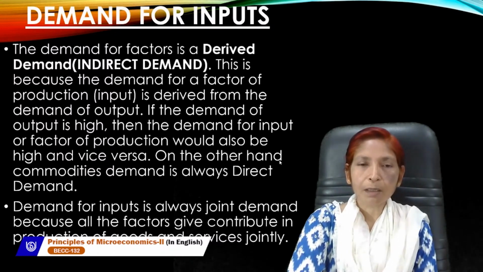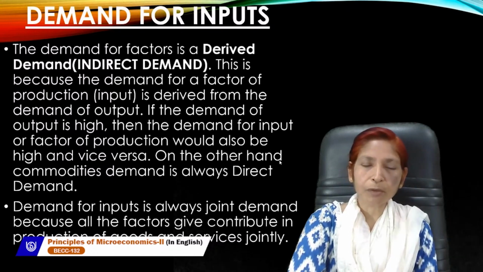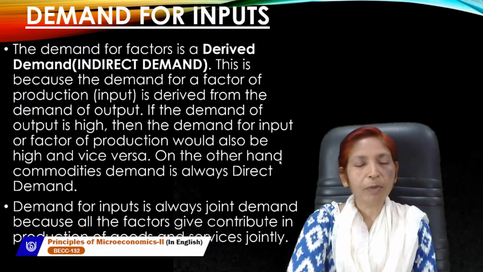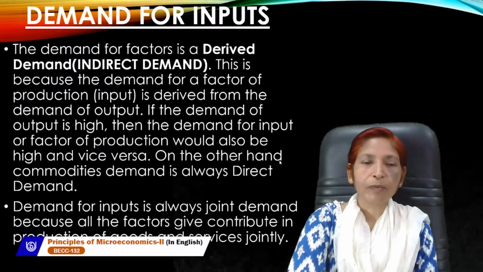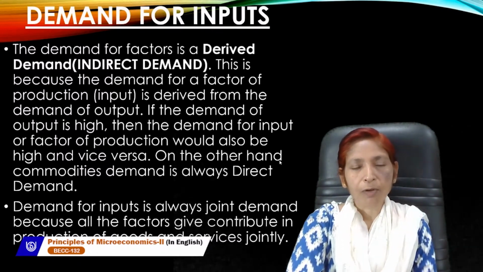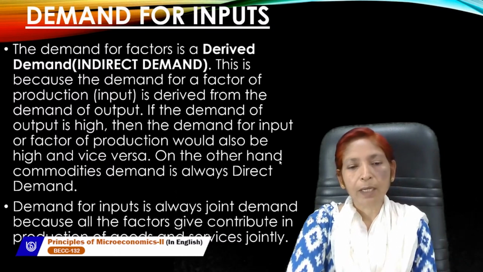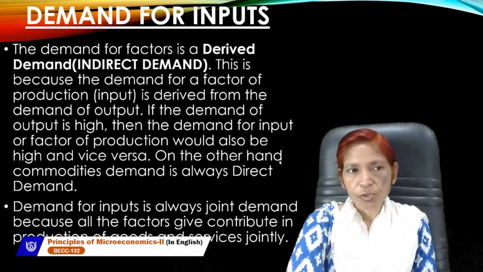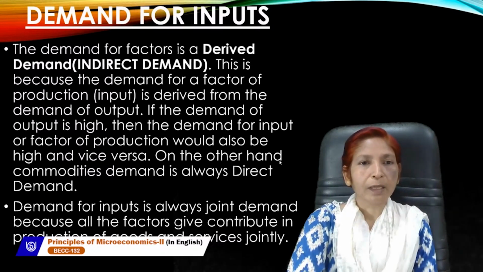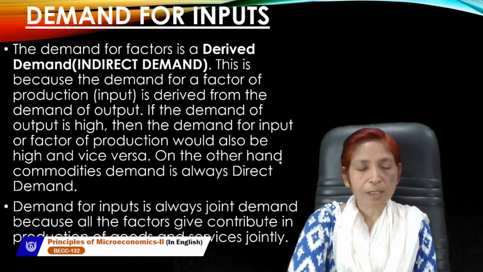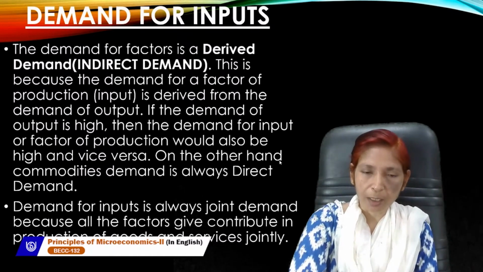When demand occurs due to the production of another thing, that is called derived demand or indirect demand. When demand occurs for the satisfaction of our want or need, that is called direct demand. So this is a very important thing. You must remember this: what is the demand for input? Demand for input is always derived and joint demand.